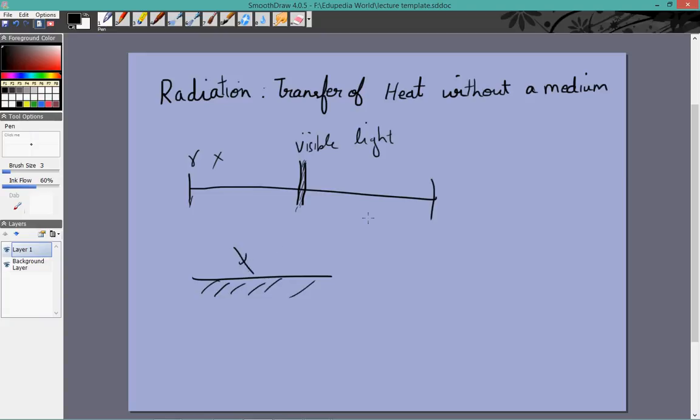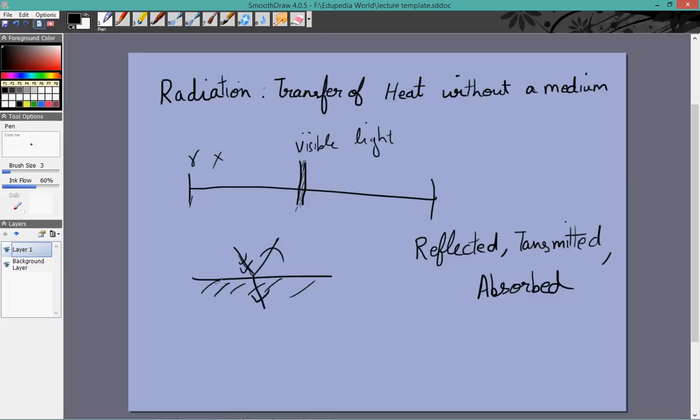a few things can happen. The radiation can be reflected, or it can be transmitted. Transmitted is just another word for refracted, or it can be absorbed. So just think of radiation as a form of energy. Energy can arrive at this place and then it can go back. That means it cannot affect this particular surface at all. It can be transmitted through this surface, or it can be absorbed by the surface. In this case, the energy of the surface will get increased.